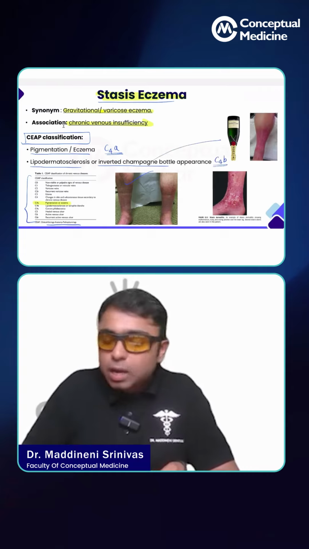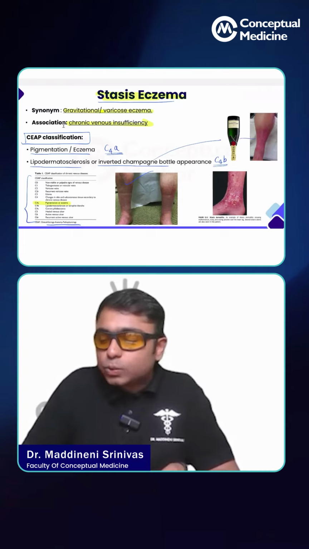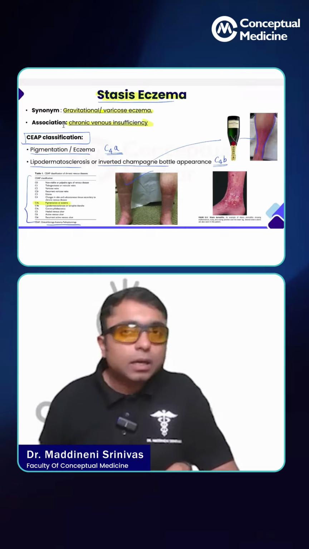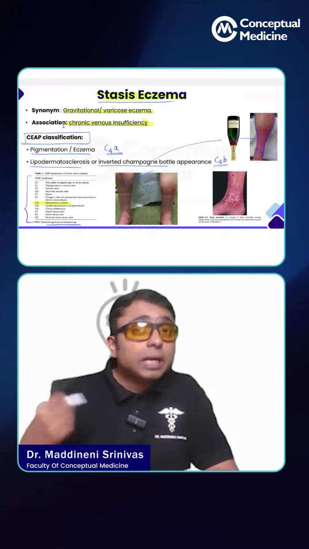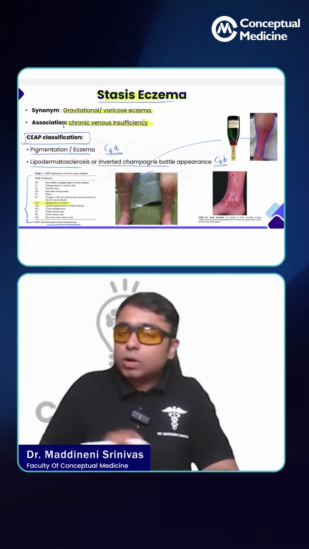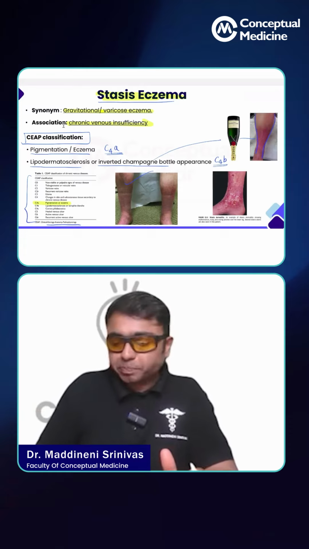So what is this champagne bottle? This is a champagne bottle. And what is that inverted appearance? Here you can see that the distal part of the leg is becoming very constricted, so it is appearing like an inverted champagne bottle. This is called the inverted champagne bottle appearance.